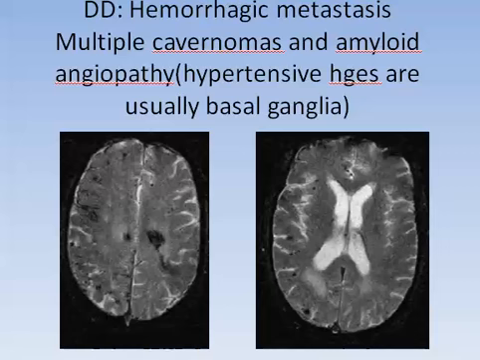Differential diagnosis of such an appearance, as we said before, is multiple cavernomas, amyloid angiopathy, hemorrhagic deposits, capillary telangiectasis, and of course hypertension. But in hypertension, the hemorrhages are usually at the basal ganglia.